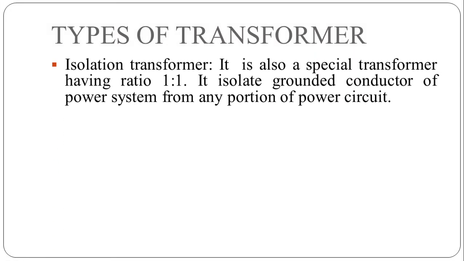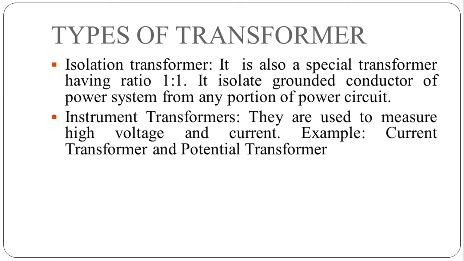Next is isolation transformer. It is also a special type of transformer having a ratio 1:1. It isolates grounded conductor of power system from any portion of power circuit. Next is instrument transformer. They are used to measure high voltage and current. Examples are current transformer and potential transformer.